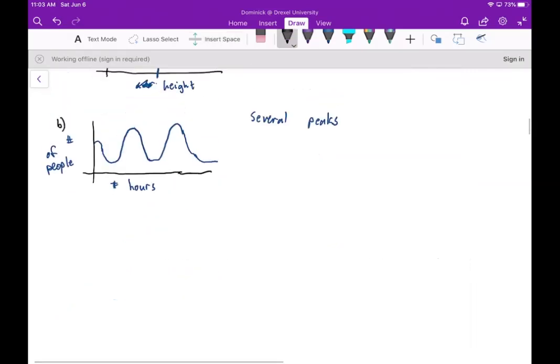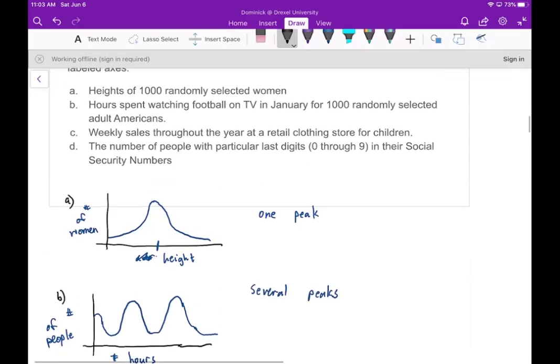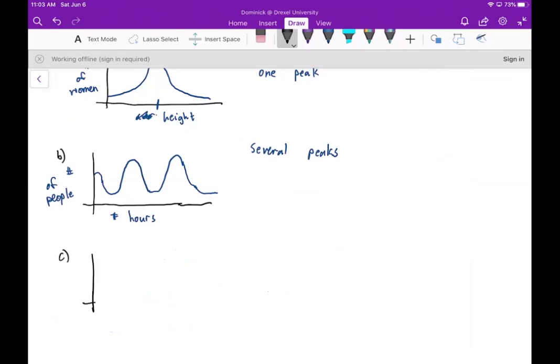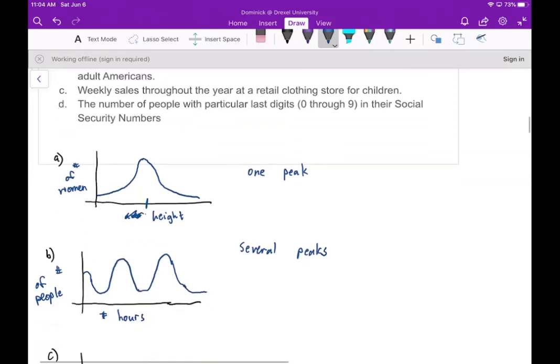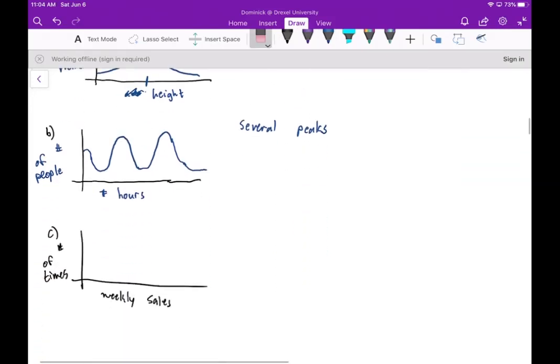Part C, we have the weekly sales throughout the year at a retail clothing store for children. So weekly sales, and number of times. Right, so for weekly sales throughout the year at a retail clothing store for children, I should say that this is the month, and this is the sales.